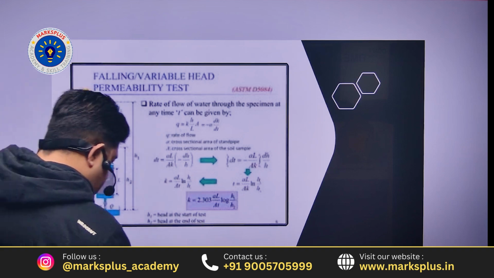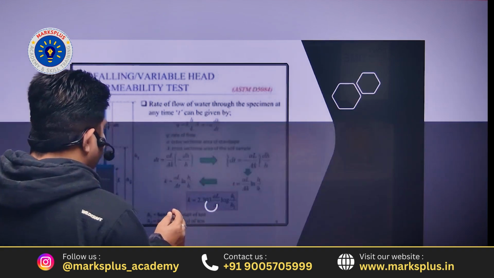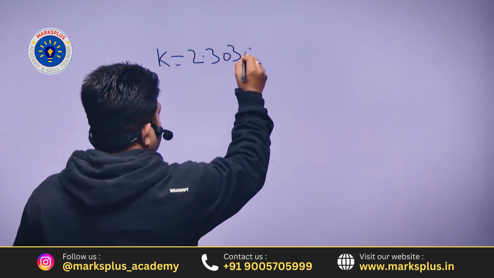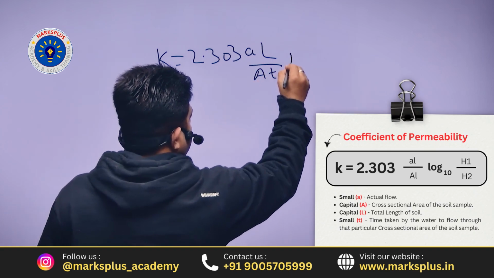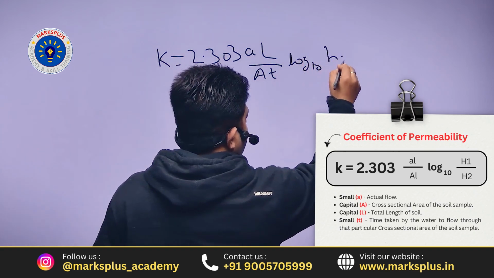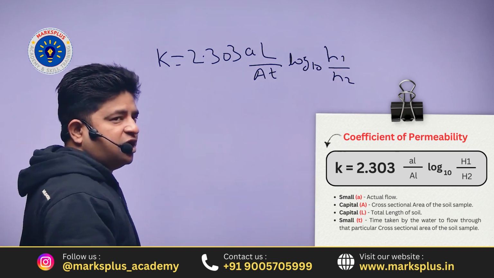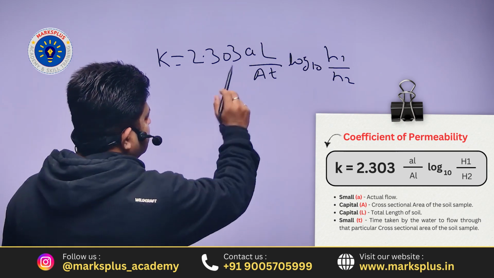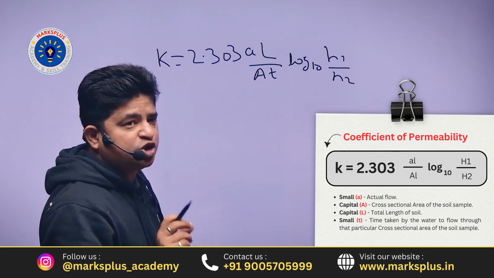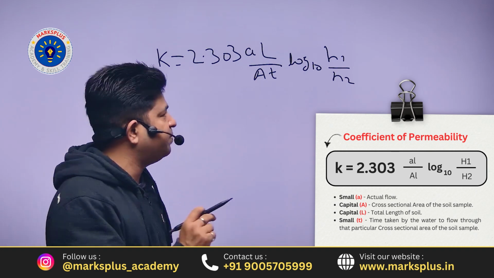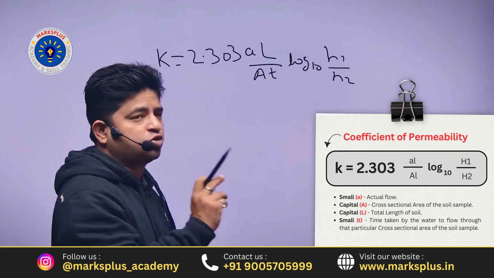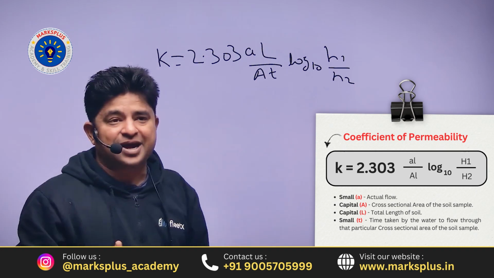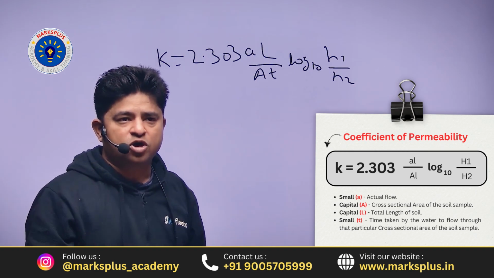So basically, if we want to measure the coefficient of permeability, which is basically used for the fine grained soil, K is equal to 2.303 aL upon At log 10 H1 upon H2, where H1 is the water level at the starting of the test and H2 is the water level at the final stage of the test, and small a is equal to actual flow, means when the water flows through the actual area of soil sample, that is taken as small a, and total A is the total cross sectional area of the soil sample, and L is equal to total length of the soil sample, and small t is the time taken by the water to flow through that particular क्रॉस सेक्शनल एरिया ऑफ द सॉइल सैंपल.